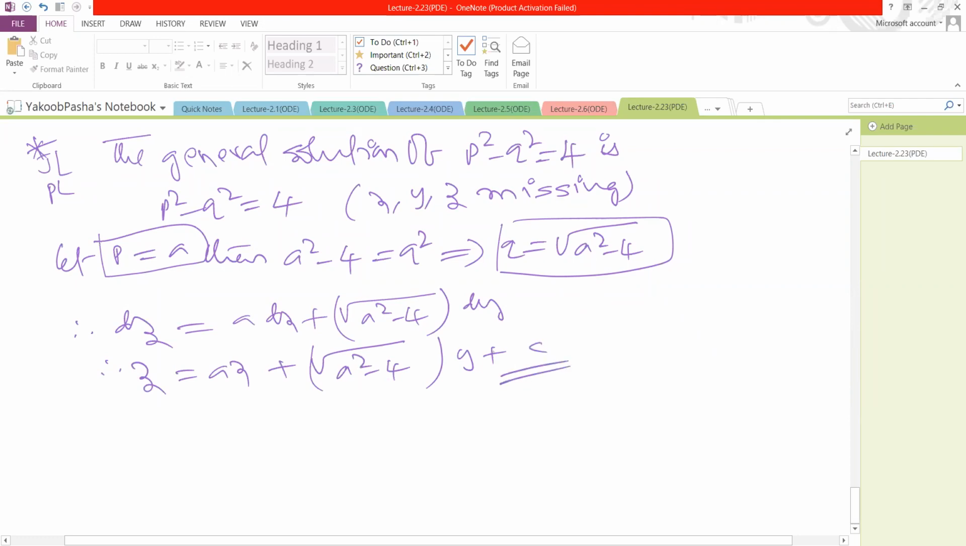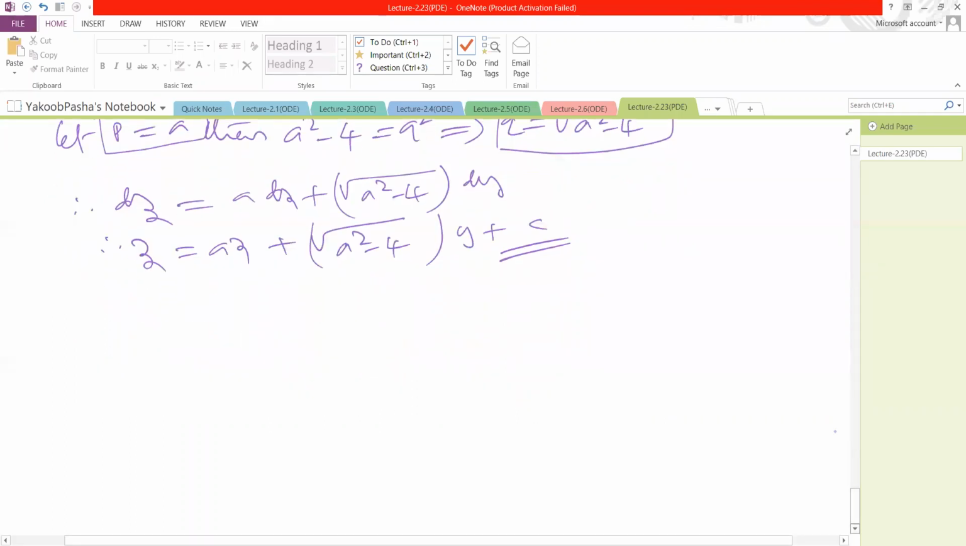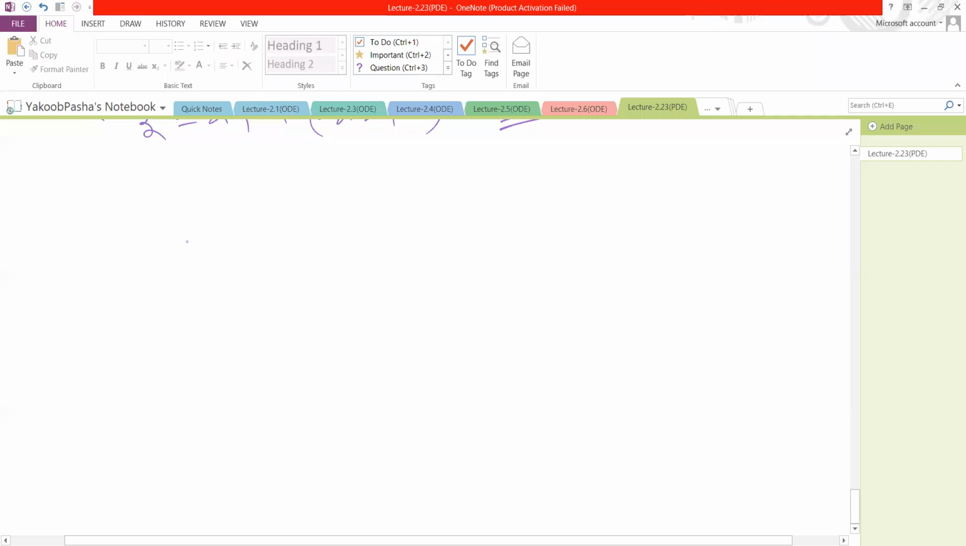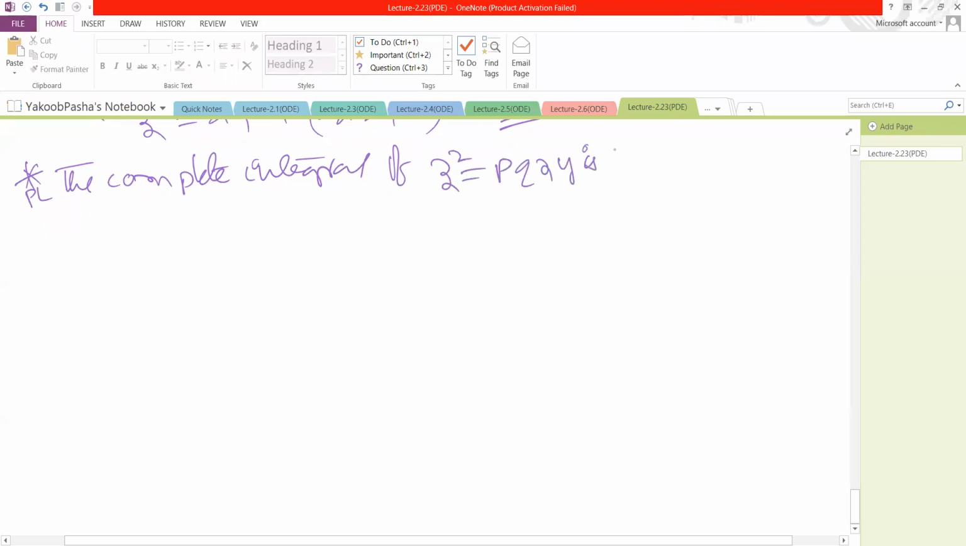Okay. Now, I am taking another problem from Polytechnic lecturers, PL, very known problem. The complete integral of z square is equal to pq xy, is z square equal to pq xy.